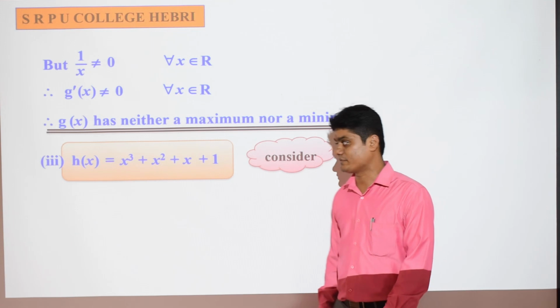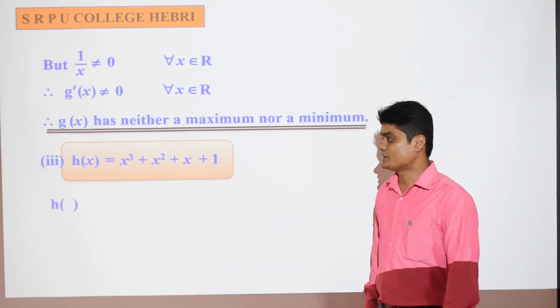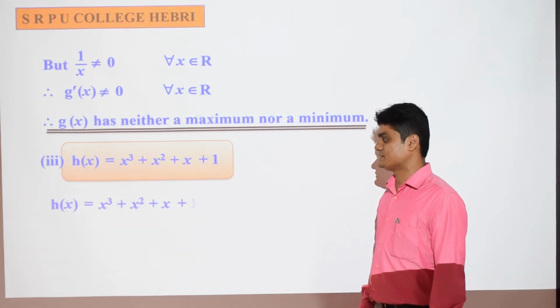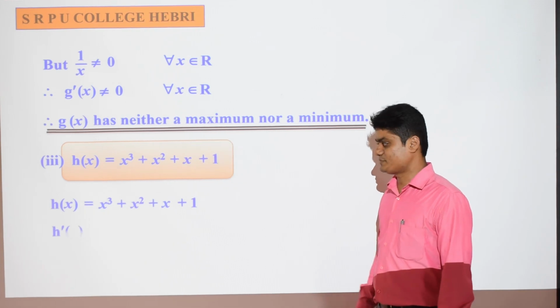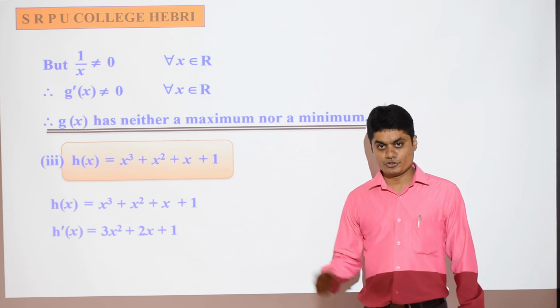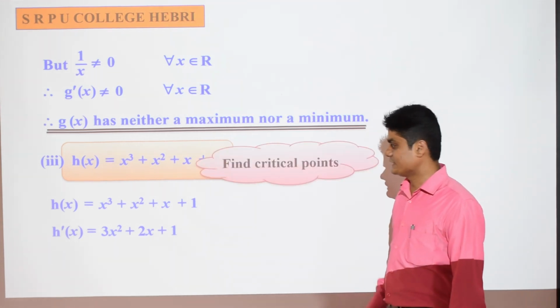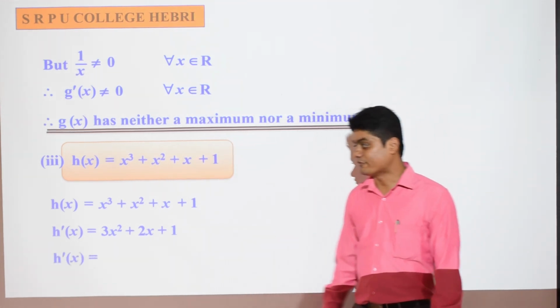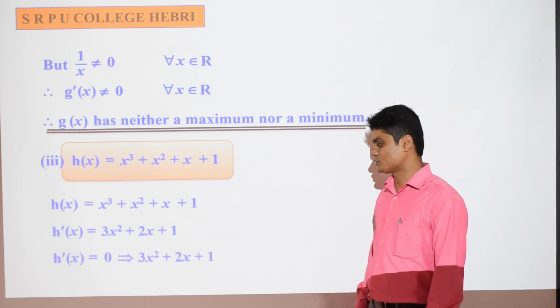Let us verify what will happen for this function. What is h of x? x cube plus x square plus x plus 1. Differentiate with respect to x. So 3x square plus 2x plus 1. You should equate this with 0 to find the critical point. Differentiate, equate with 0. 3x square plus 2x plus 1.